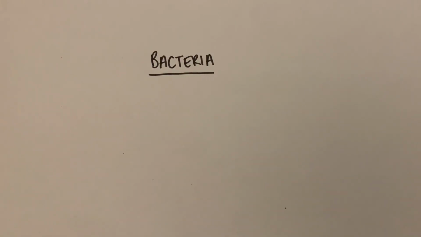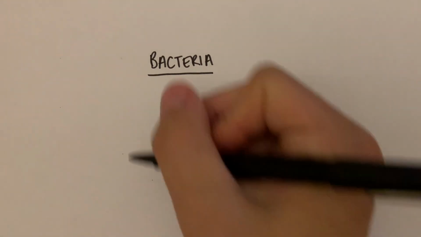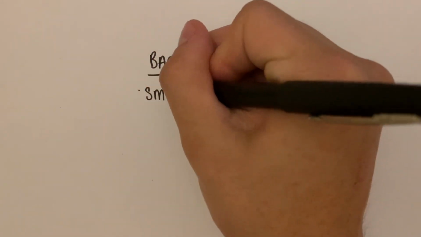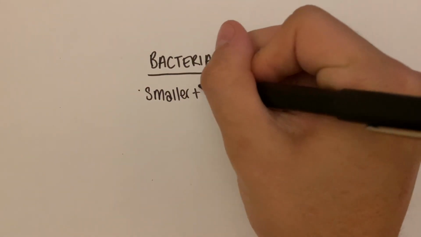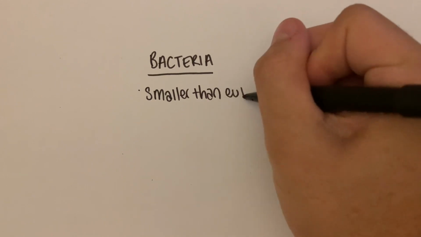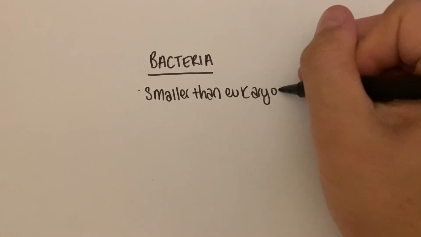So hopefully by now you should know what eukaryotic cells are. And just a little recap, they are plant and animal cells. And now we're going to be going over bacterial cells, which are prokaryotic cells. And these are smaller than eukaryotes. That is an important thing to know, they're smaller.